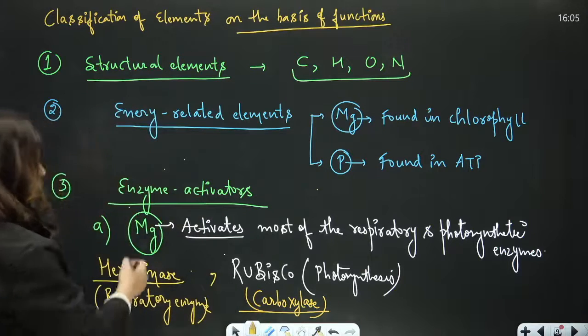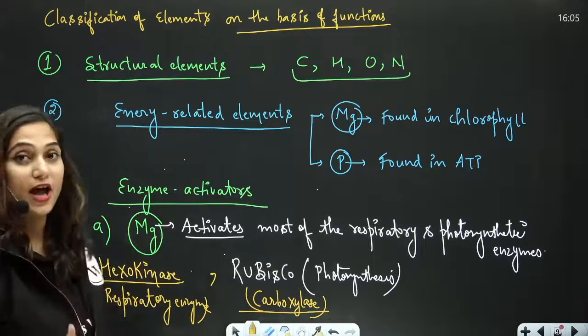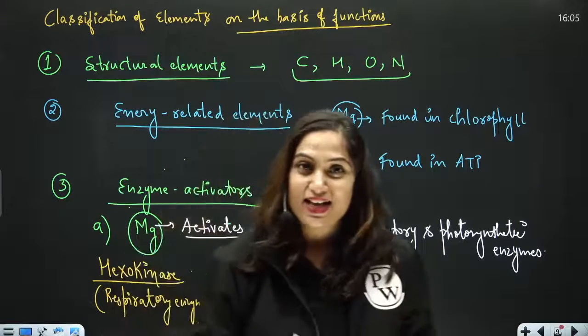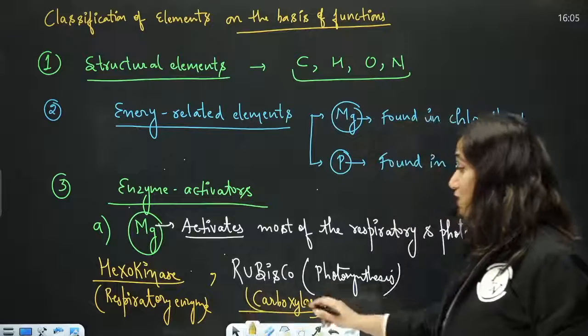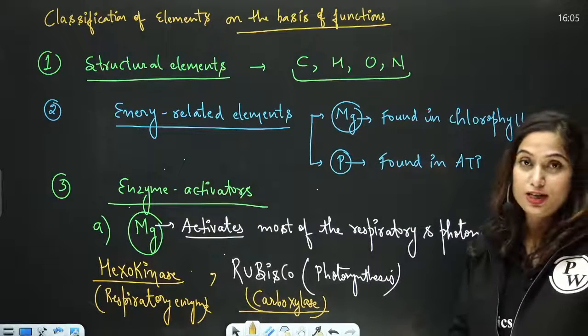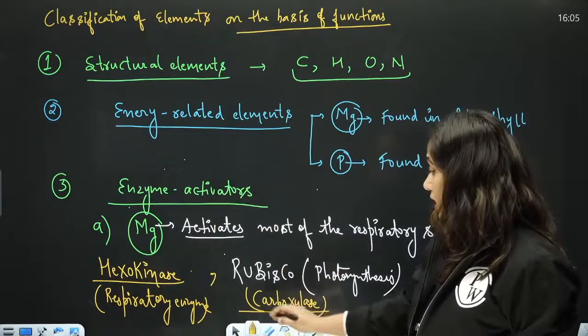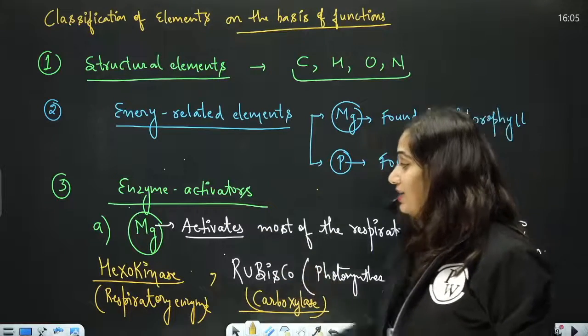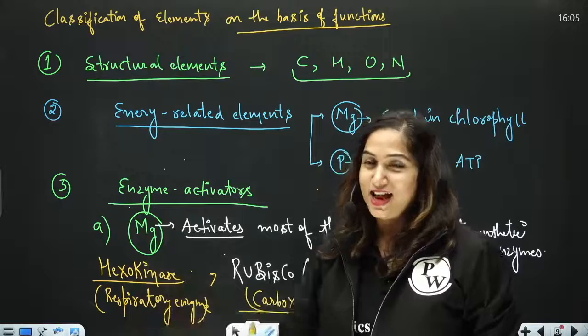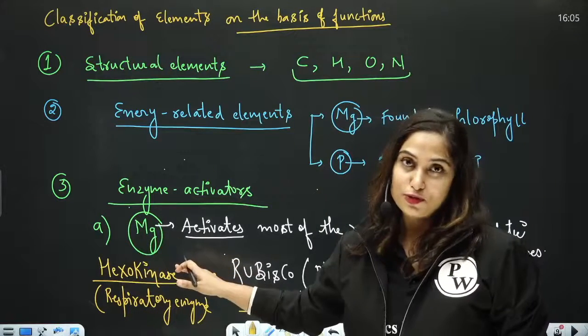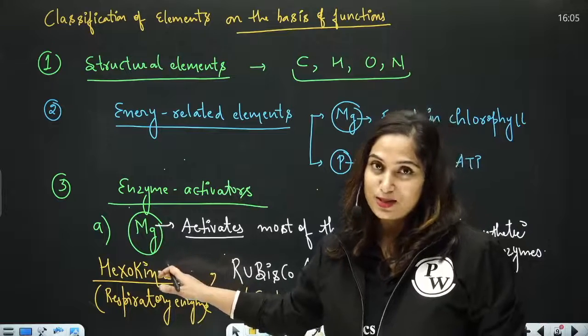That means magnesium is responsible for activating the kinases and the carboxylases, because Rubisco is a kind of carboxylase. So this is important. Remember this, beta, that magnesium activates carboxylases like Rubisco and kinases like hexokinase, and this element is very important for photosynthetic and respiratory enzymes.